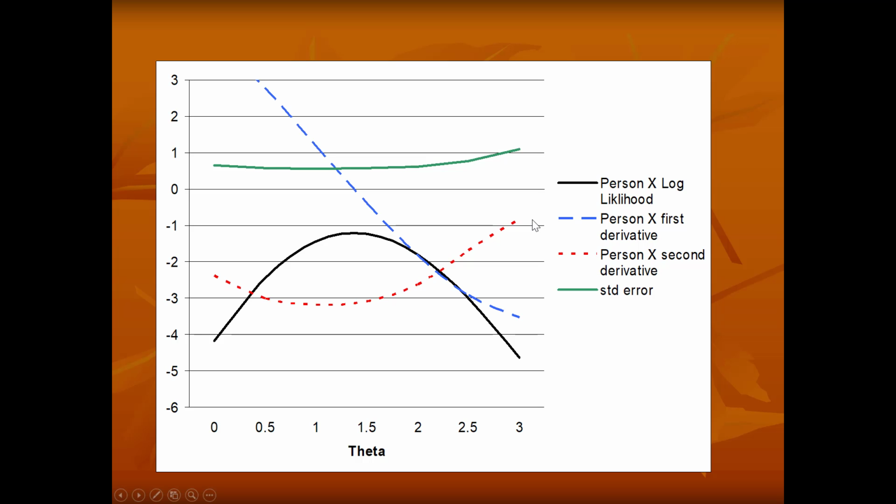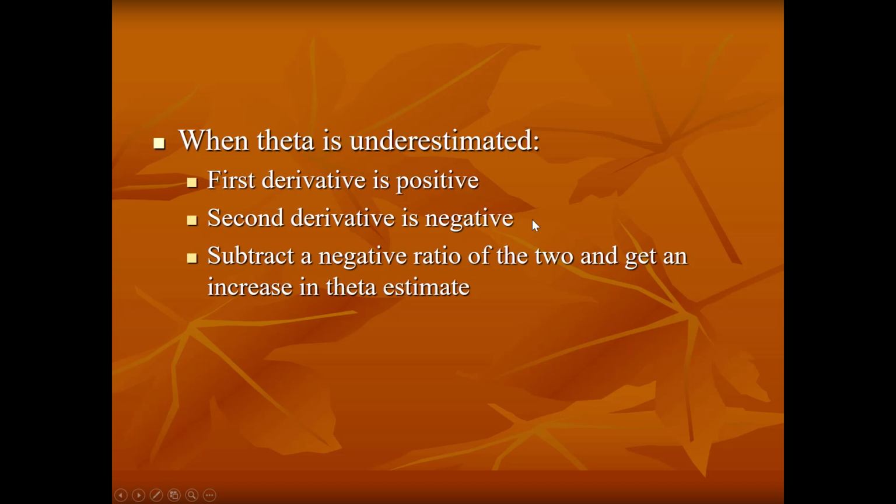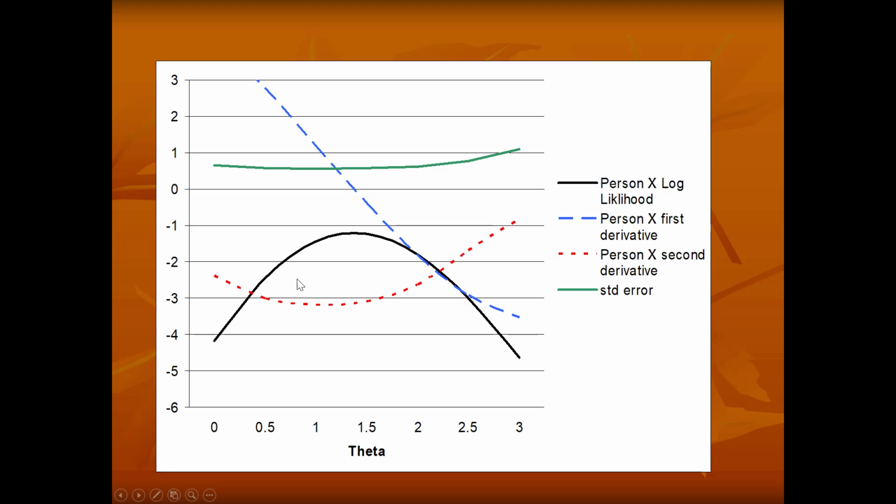So as a summary of what we're looking at there, when theta is underestimated, the first derivative is positive and the second derivative is negative. All right, so this is going to be a positive slope here. The first derivative is in positive territory, but it's trending downward, so the second derivative is going to be negative. And then what we're doing with the formula is you get a ratio where it's positive in the numerator, that's the first derivative, and negative in the denominator, that's the second derivative, and then you end up subtracting a negative value and increasing your theta estimate.